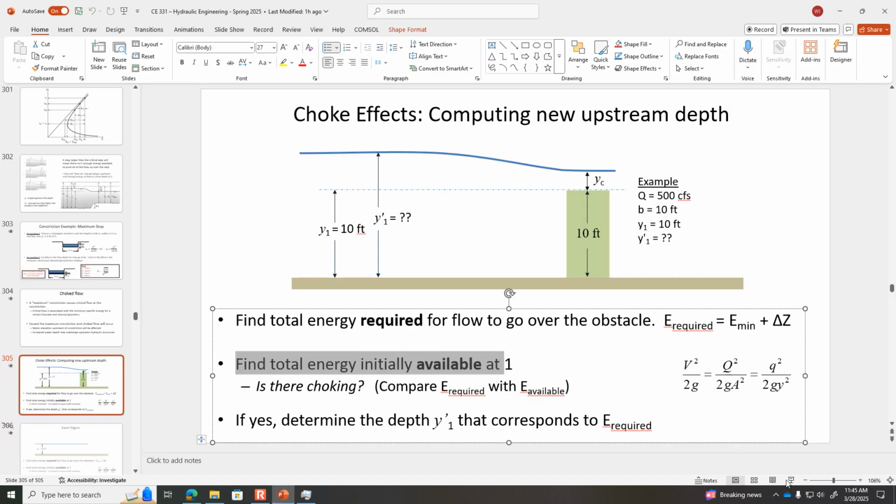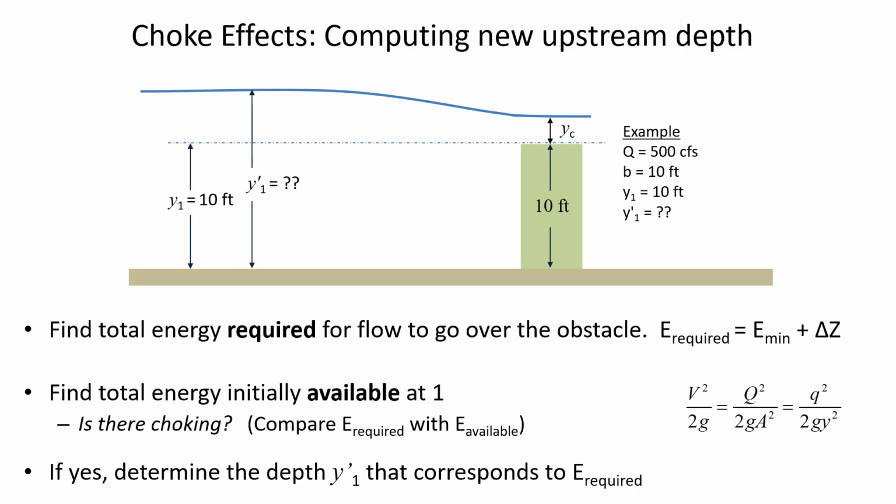All right. Any questions about what we do to solve for the new depth after choking occurs? Basically, we set the left-hand side of the equation, which is the conditions upstream, equal to the minimum required specific energy. So we calculated how much minimum required specific energy there is by saying we know it's going to flow at the critical depth at the downstream location. So the required specific energy is the height of the obstacle, delta z, plus the minimum specific energy, which is the velocity head plus the depth at 2.